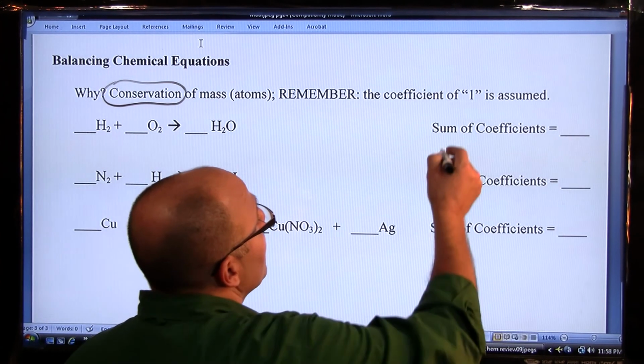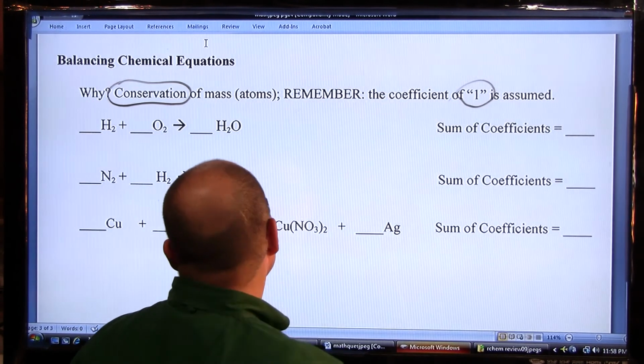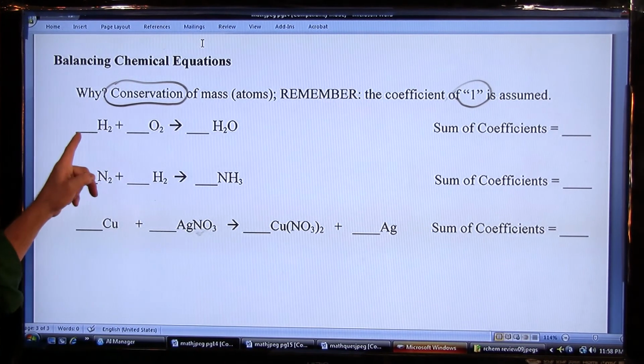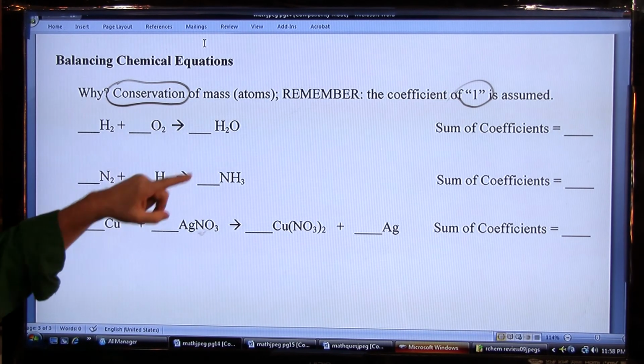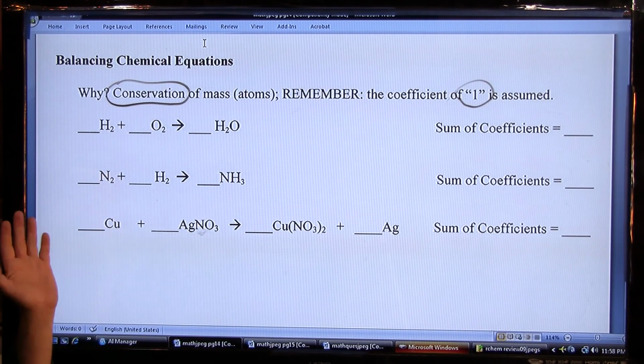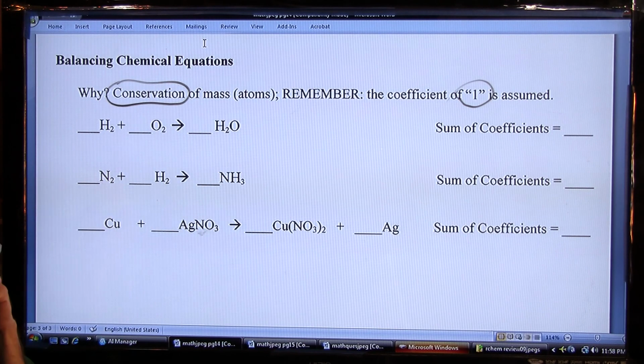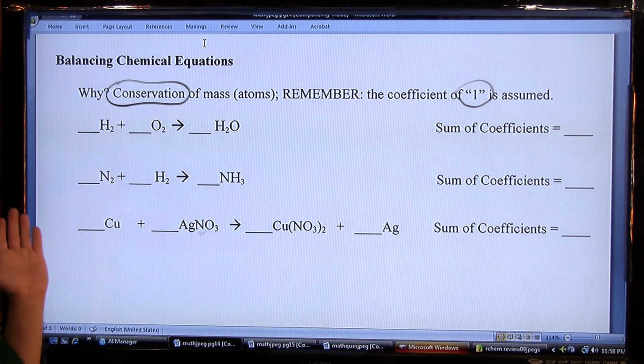Now, you want to remember that the coefficient of 1 is assumed, though. So the numbers in front here are the coefficients. The small numbers on the script line are the subscripts. And you're not allowed to change the subscripts in an unbalanced equation if you want to balance it. And you can't add to the equation.